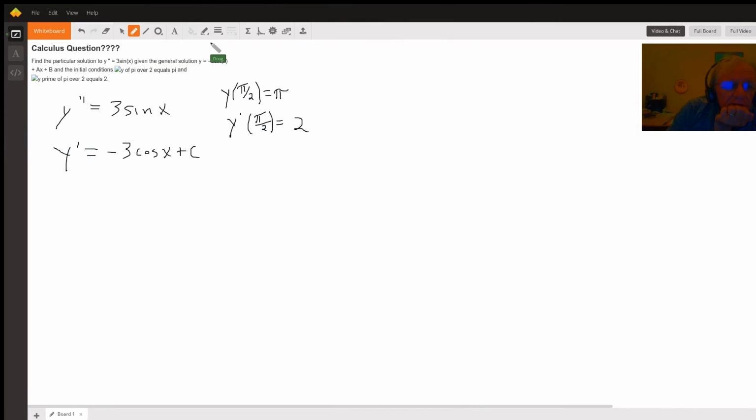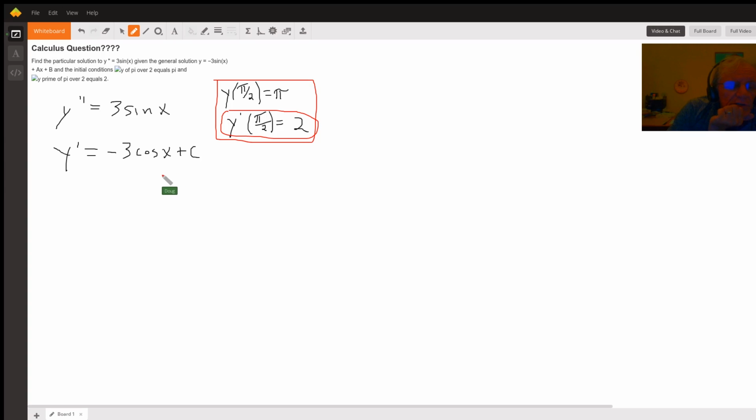3 sine of x along with these initial conditions. So basically, we're just finding an antiderivative twice. First, the antiderivative of y double prime will give us y prime, which the antiderivative of 3 sine of x is negative 3 cosine of x plus an arbitrary constant. But we'll use this initial condition right here to find out what that constant is. So when x is pi over 2, y prime is equal to 2.